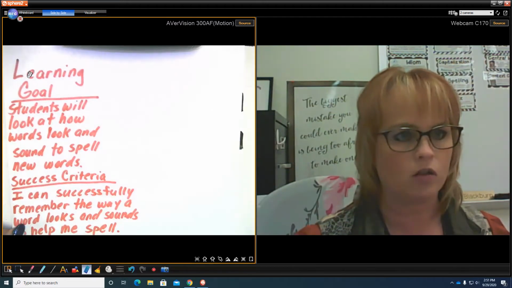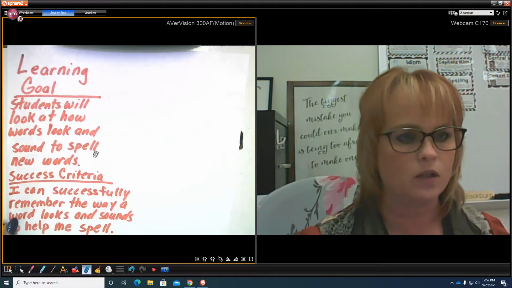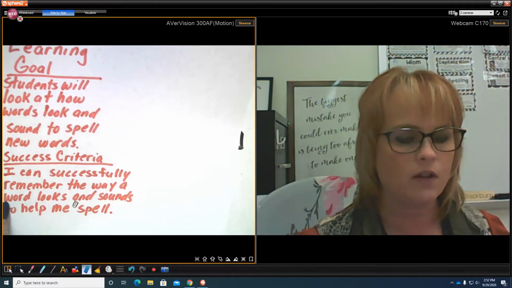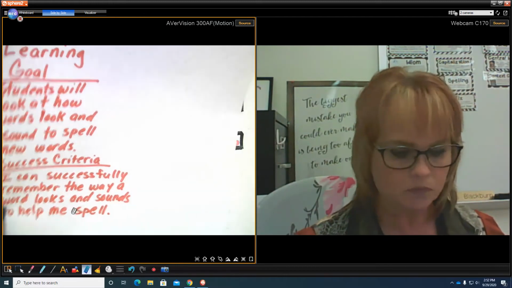Let's take a look at our learning goal. The learning goal: students will look at how words look and sound to spell new words. Our success criteria: I can successfully remember the way a word looks and sounds to help me spell.